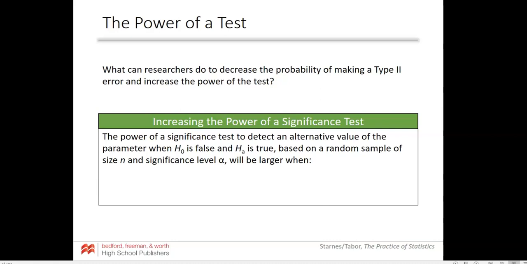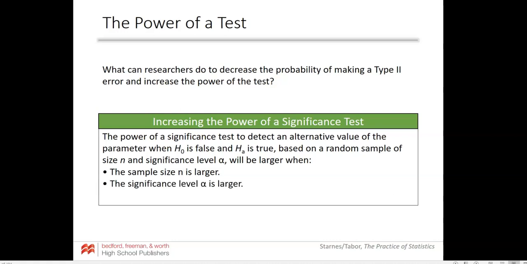What can researchers do to decrease the probability of making a type 2 error and increase the power of a test? So these are things you can do to decrease the probability of making a type 2. That can be nice, but it increases the power, right? So make the sample size larger. That is going to decrease the probability of type 2.